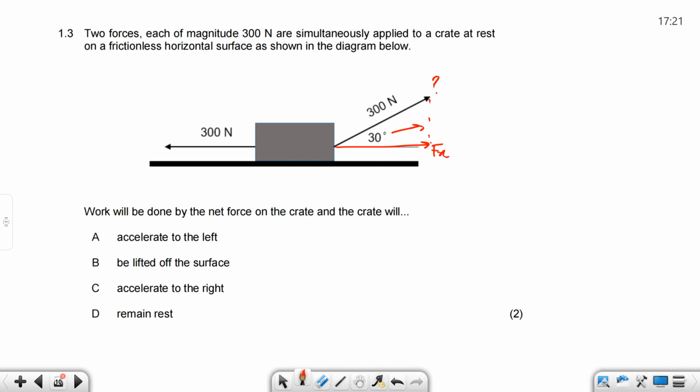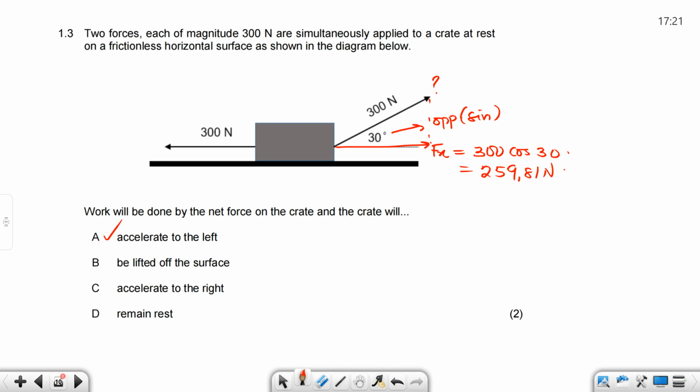And mind you, remember, this side is opposite. For opposite, what do we use? Sine. So Fx would be what? 300 cos, it's not opposite. Horizontal is the... So what's the answer here? So which one is greater? The one on the left. So the object will accelerate to the left. We're done.